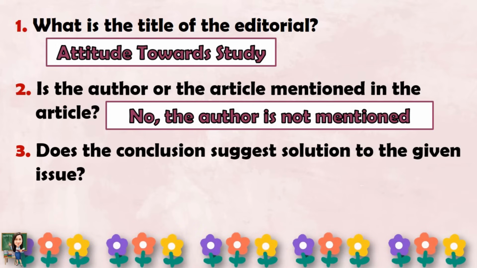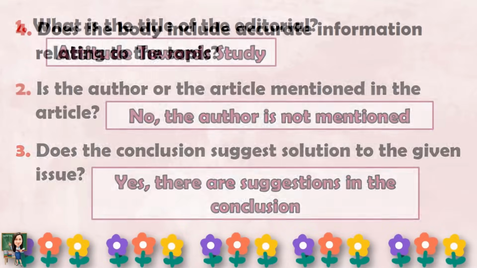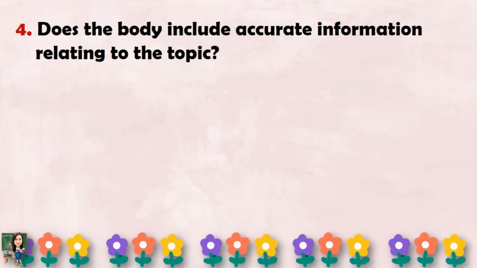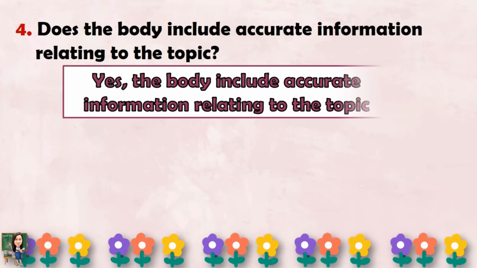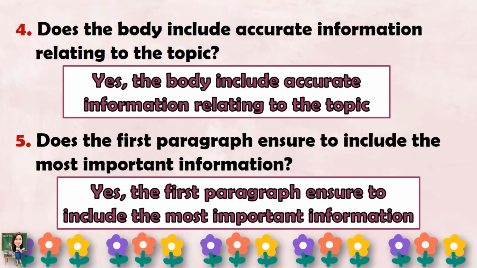Number 3. Does the conclusion suggest a solution to the given issue? Yes, there are suggestions in the conclusion. Number 4. Does the body include accurate information relating to the topic? Yes, the body includes accurate information relating to the topic. And number 5, does the first paragraph include the most important information? Yes, the first paragraph includes the most important information.